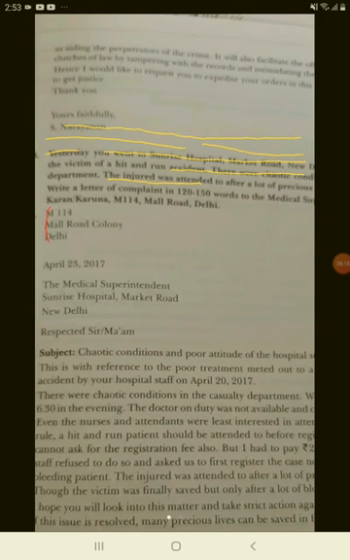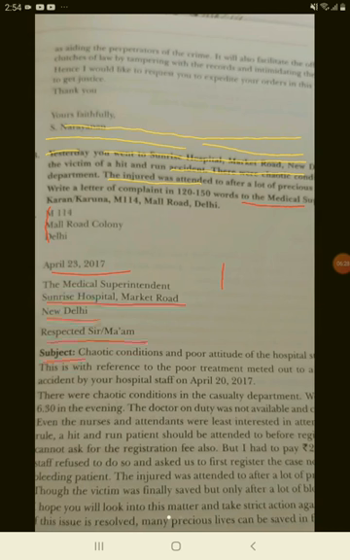Then the date. Then who are you writing the letter to? That is the receiver's address. But they have also mentioned you have to write a letter to the medical superintendent of this particular hospital, Sunrise Hospital, Market Road, New Delhi. Then you have the salutation here and the subject.